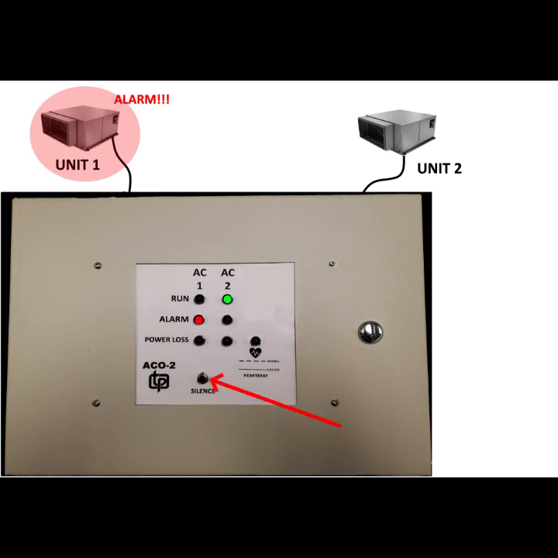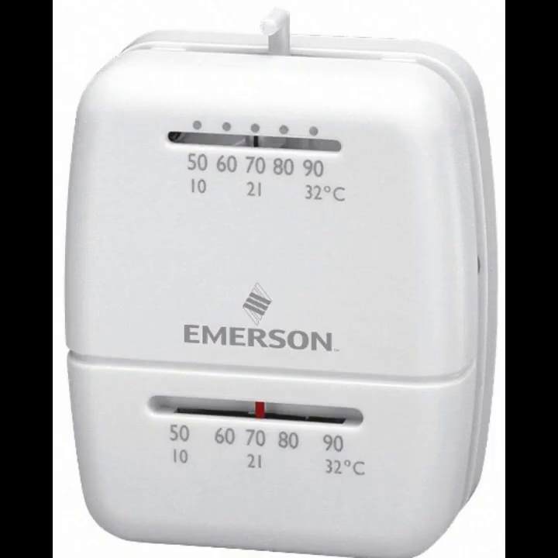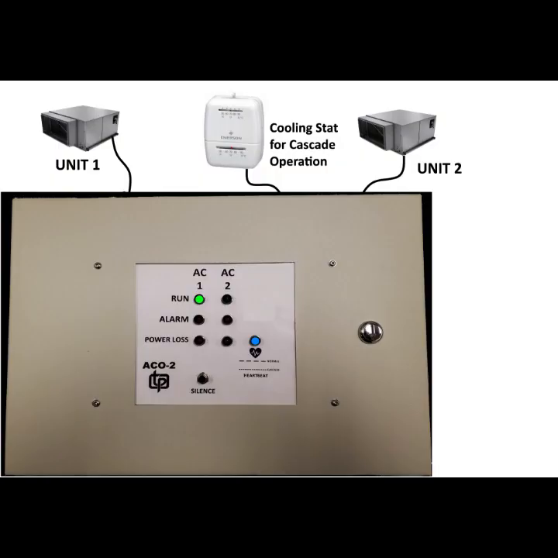The ACO has an audible alarm that can be silenced via a button on the front. New alarms after an existing alarm has been silenced will restart the audible alarm. A cooling stat can be wired to the ACO to enable an additional unit to run if room temperature reaches the setting on the stat. This is called cascade mode.